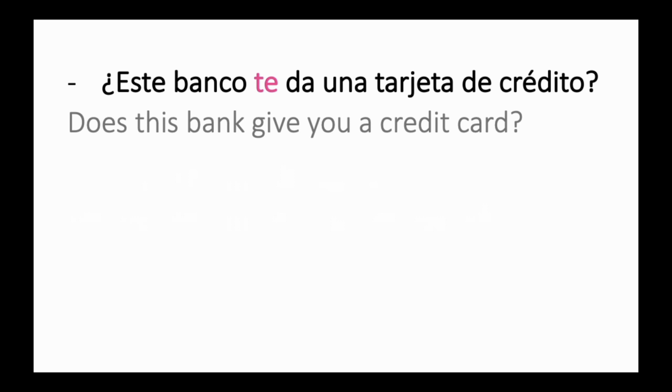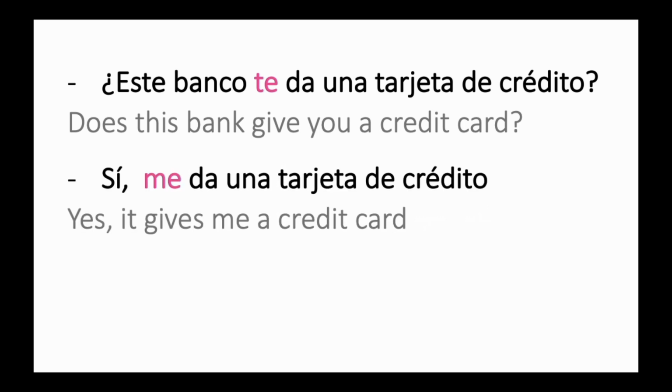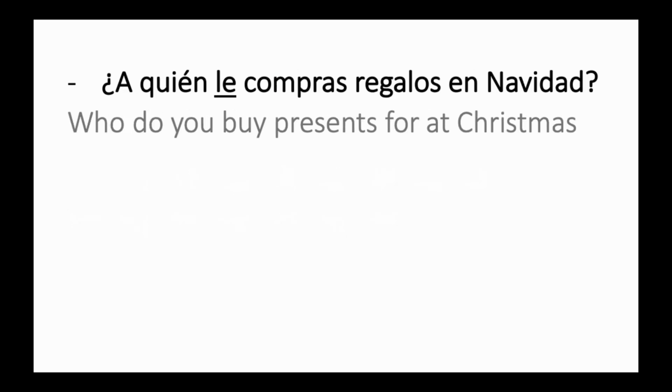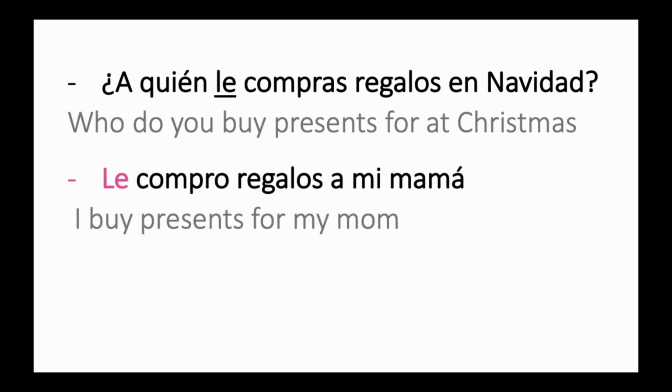¿Este banco te da una tarjeta de crédito? Hopefully you said, sí, me da una tarjeta de crédito. Now that we practice me and te, let's practice the third person indirect object pronoun. ¿A quién le compras regalos en Navidad? Le compro regalos a mi mamá.